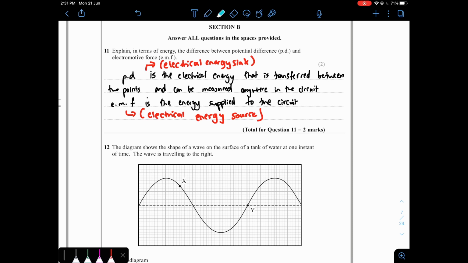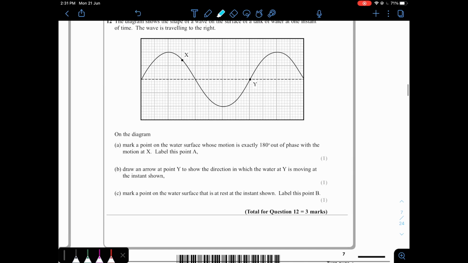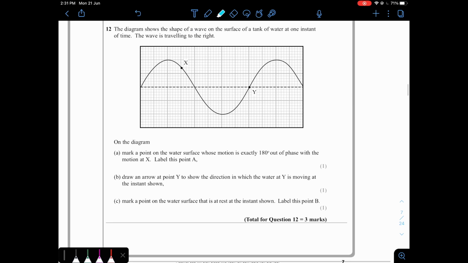Alright, so one answer for defining what PD is, and one answer for defining what EMF is. So those are your 2 points. Question number 12. On the diagram, mark a point on the water surface whose motion is exactly 180 degrees out of phase. Remember, the question shows a wave on the surface of the water at one instant of time. The wave is traveling to the right, so that's also important.